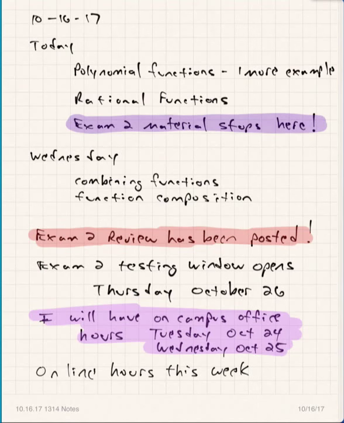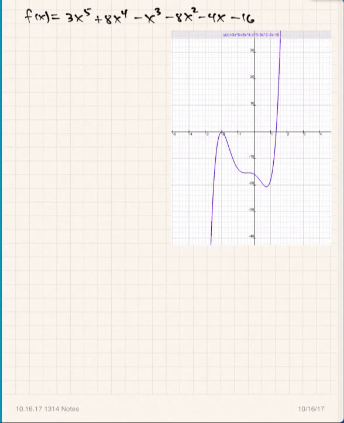All right, so let's move on and talk about polynomial functions. Let's look at one last example. This is the problem right here. f of x is 3x to the 5th plus 8x to the 4th minus x cubed minus 8x squared minus 4x minus 16. I've already provided the graph for this particular function, and remember what I want you to do.